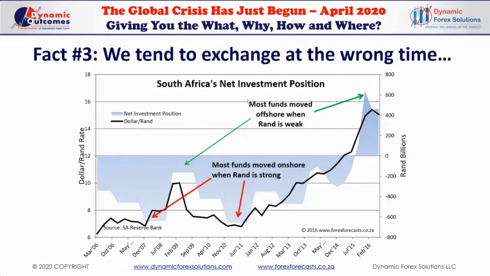We can see here that when the rand was weak, persons were sending money offshore. When the rand was strong, persons were investing into South Africa. Here, when the rand was weak, persons were taking their money out, when they should have been doing exactly the opposite. Should have been bringing money in at these times and taking money out at these times.